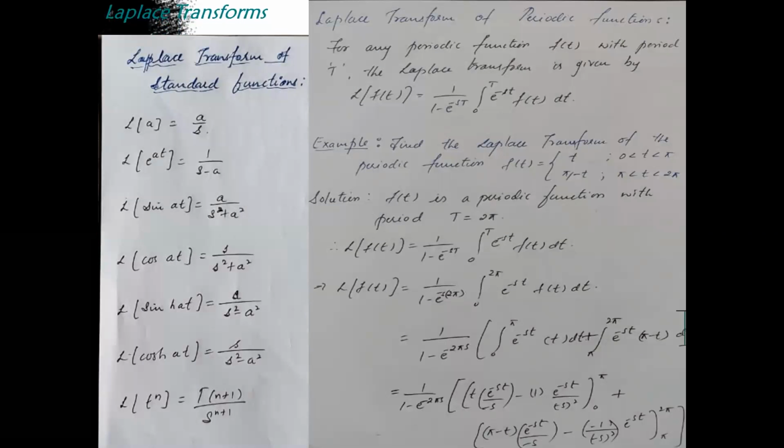For any function f of t which is periodic with period capital T, the Laplace transform is given by 1 upon 1 minus e raised to minus sT, into the integration from 0 to T of e raised to minus st f of t dt. So here outside we have 1 upon 1 minus e raised to minus s into capital T, where capital T stands for the period of the function.